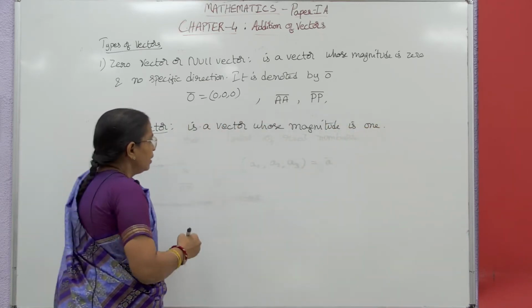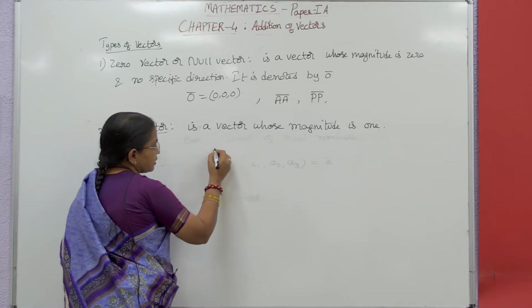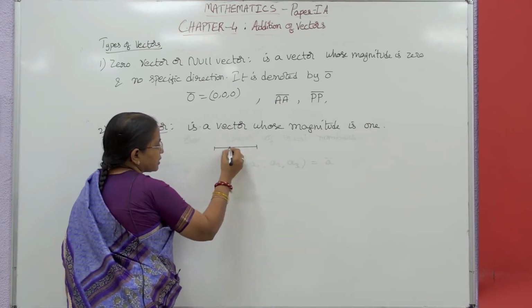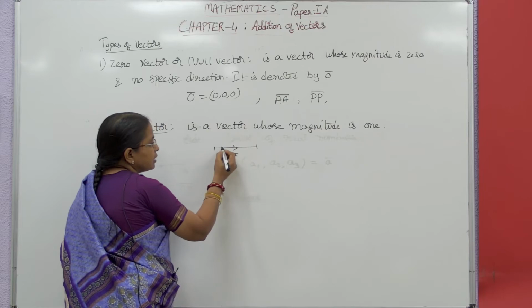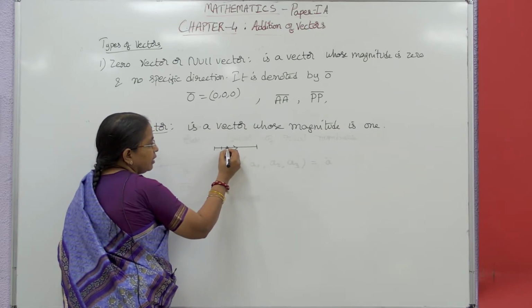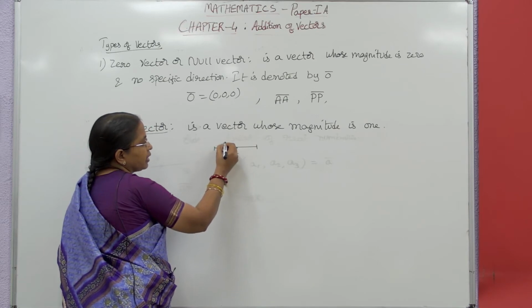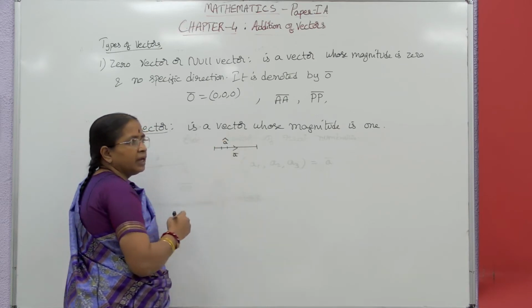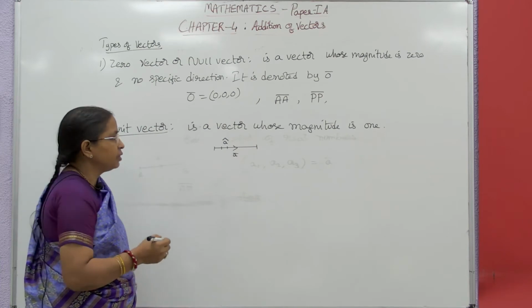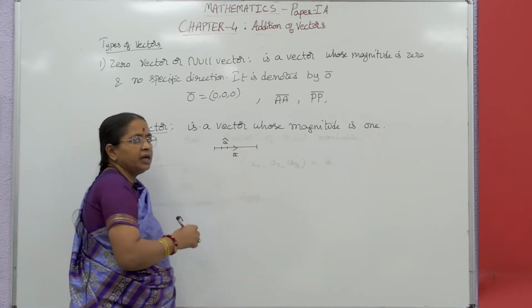Now, suppose you have a vector A like this. Now consider a vector whose length is just 1 unit. This is the unit vector, and it is denoted by A cap. The unit vector in the direction of A is denoted by A cap.